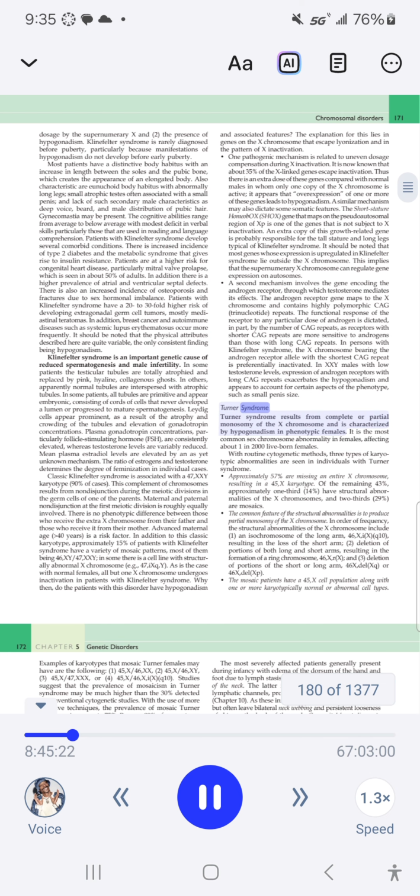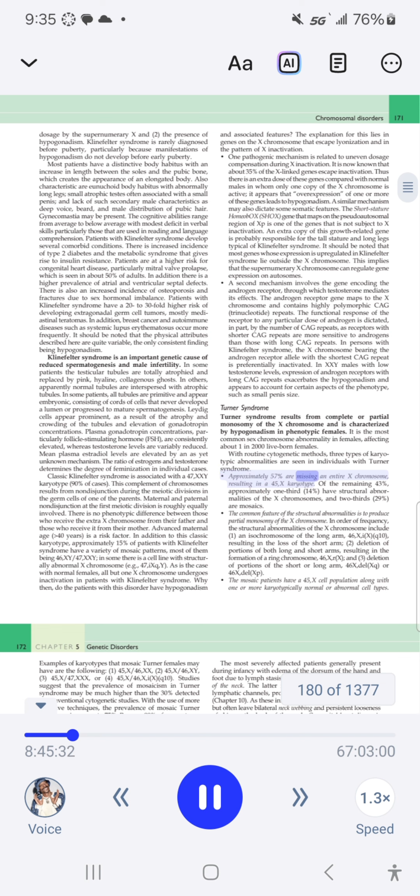Turner syndrome. Turner syndrome results from complete or partial monosomy of the X chromosome and is characterized by hypogonadism in phenotypic females. It is the most common sex chromosome abnormality in females, affecting about 1 in 2,000 live-born females. With routine cytogenetic methods, 3 types of karyotypic abnormalities are seen in individuals with Turner syndrome.